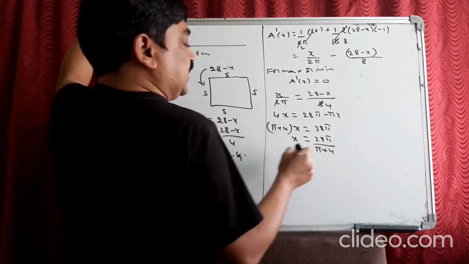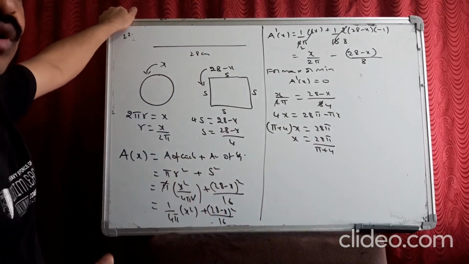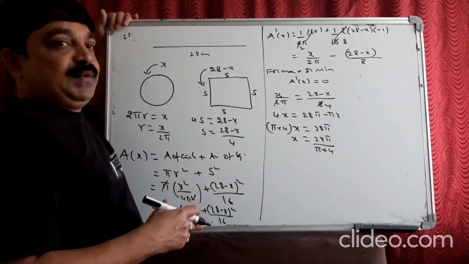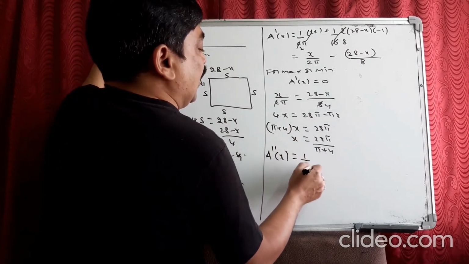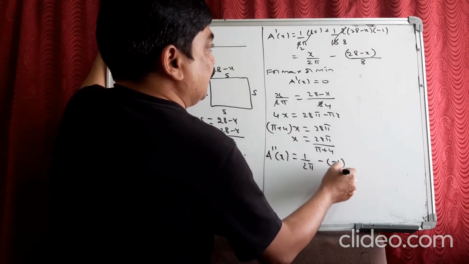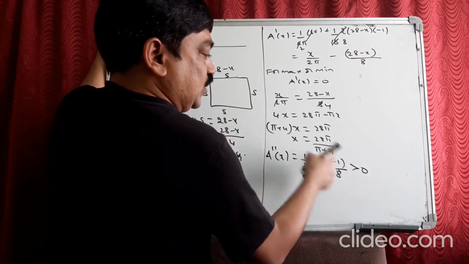After getting the value of x, let us check whether you are getting the minimum or not. Minimum means the double derivative should be positive. Let us go with the double derivative. A double dash of x is 1 by 2 pi minus of minus 1 by 8. It is positive, minus of minus.